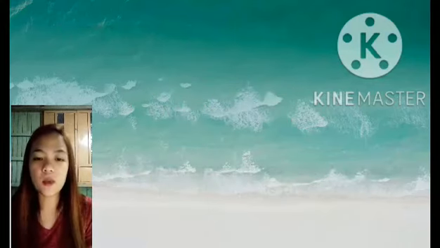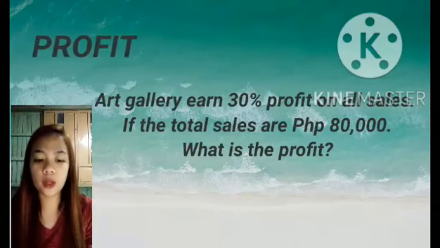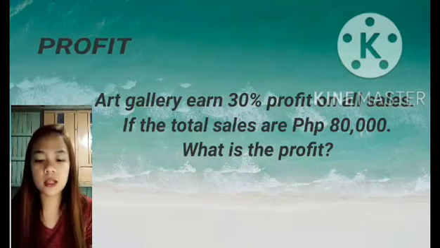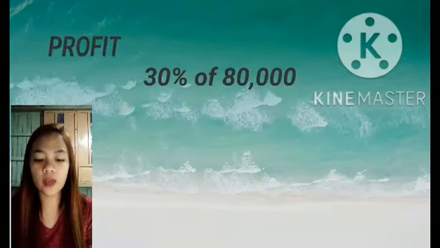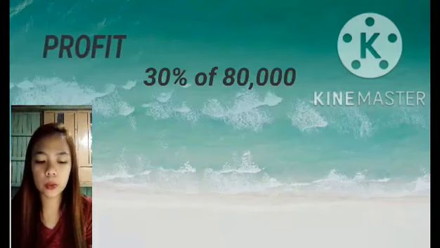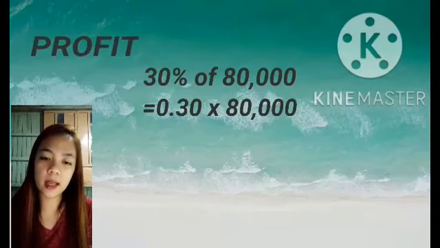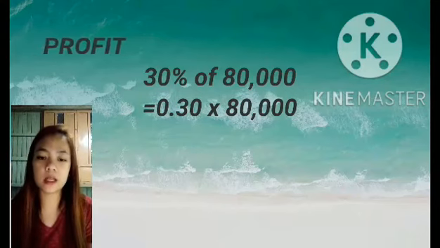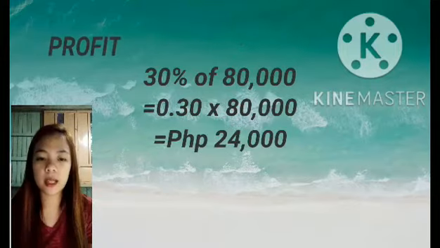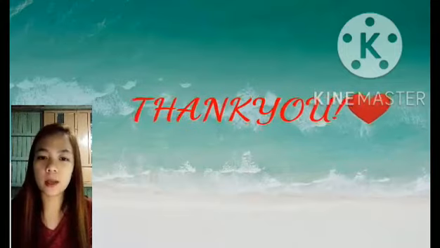The last one is the profit. Art gallery earns 30% profit on all sales. If the total sales are 80,000 pesos, what is the profit? So 30% of 80,000 pesos is equal to 0.30. We converted again the 30%, so 0.30 times 80,000 pesos is equal to 24,000 pesos. So the profit is 24,000 pesos.